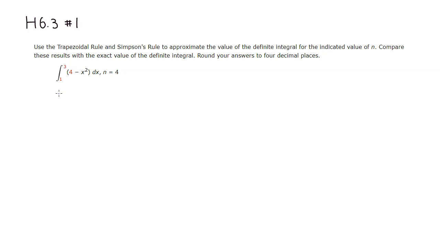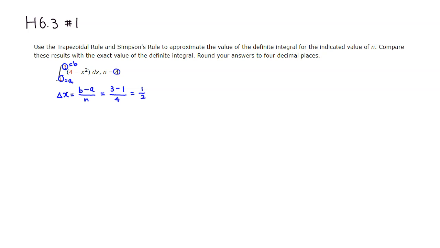Remember that delta x is simply b minus a, which tells you the length of the interval, divided by n. In this case, b is 3, minus a, the lower limit, over n, which is 4. So this is 2 over 4. Can I just write it as 1/2? So this is 1/2.